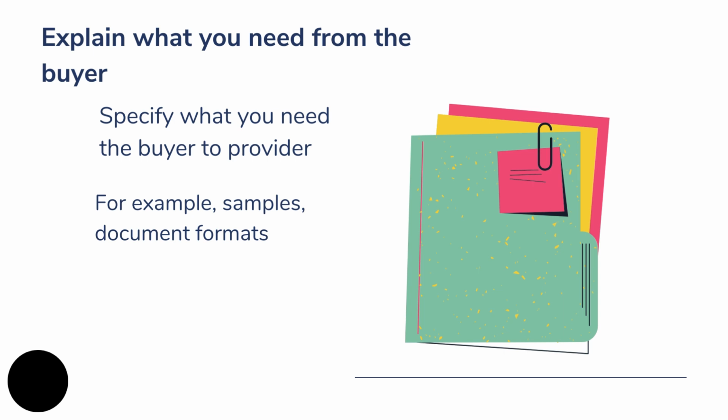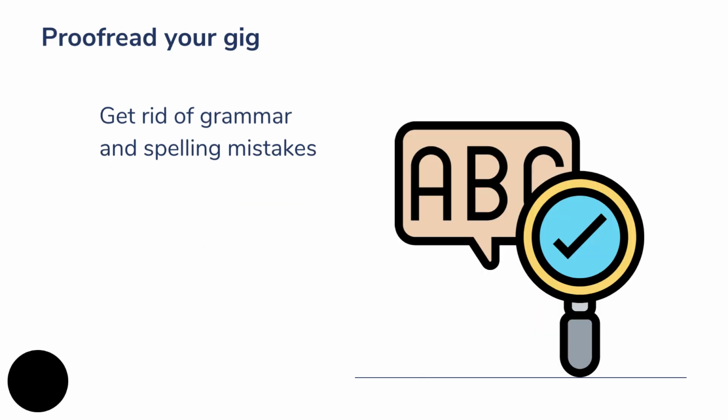Then lastly, I want to talk about grammar. You need to proofread your gigs, your descriptions. You need to work on your grammar. After writing the description, make sure that whatever you've written is in good grammar and there are no spelling mistakes.